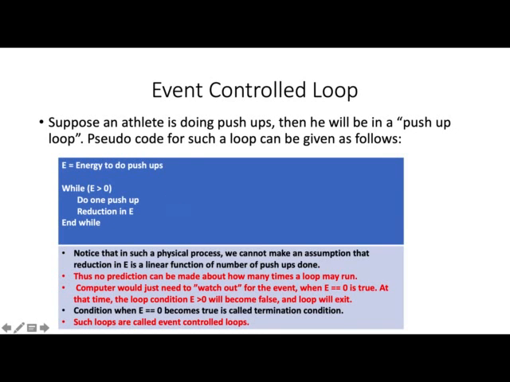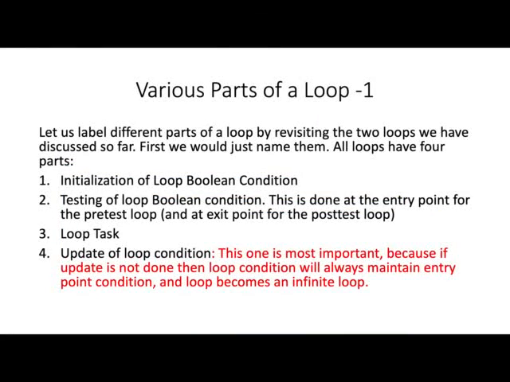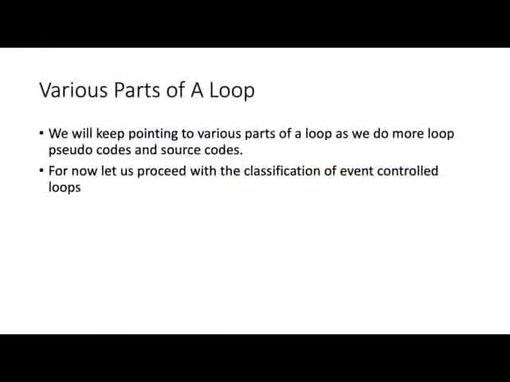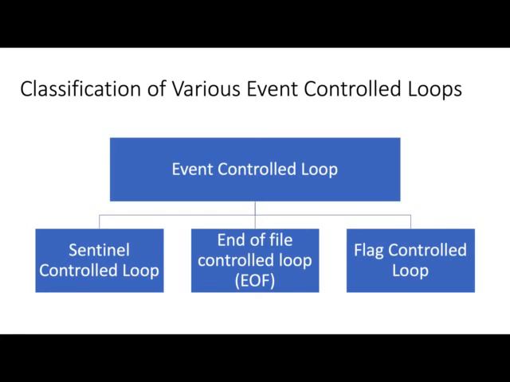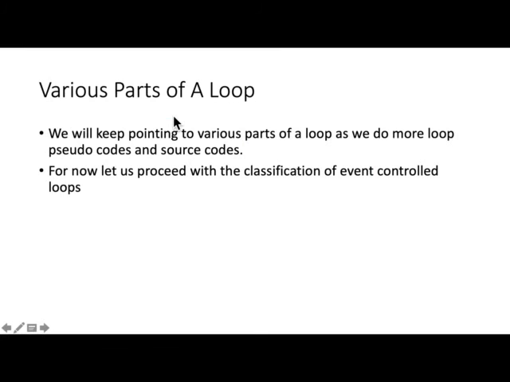Here I've shown them kind of using my mouse. In future, when I do more code, I'll show you that by putting numbers 1, 2, 3, 4. Okay. All right. We've already gone through this. Okay. Let's just consolidate this. We'll keep pointing to various parts of a loop as we do more loop pseudocodes and source codes. For now, let us proceed with the classification of event control loops.